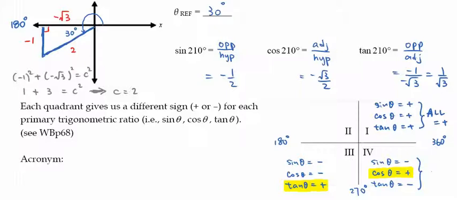In this quadrant, only the cosine gives us positive. In quadrant number 3, only the tangent will give us a positive. So the last quadrant, what would give us a positive? You had the cosine, you had the tangent. What else do we need? Sine. The sine ratio would be positive.